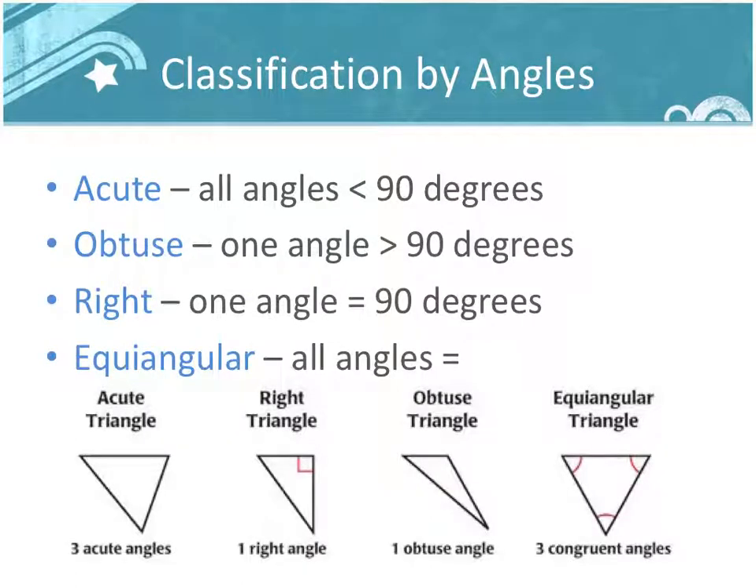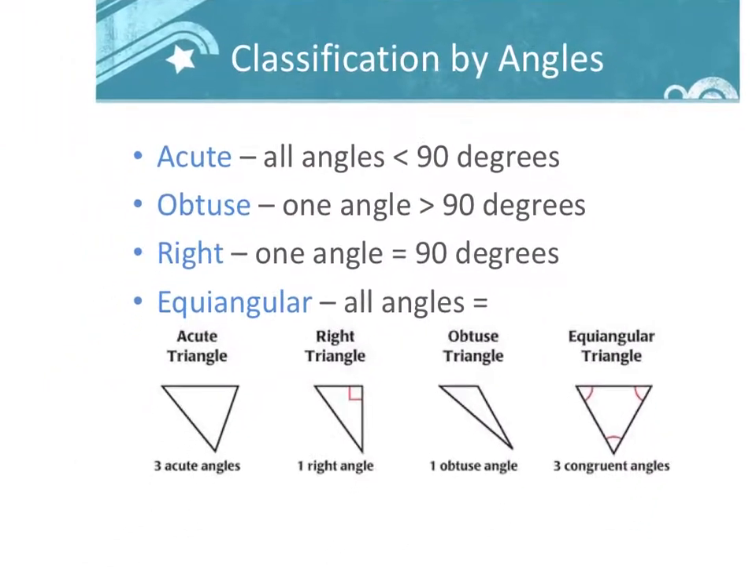Next, we're going to classify it based on their angles. So we can name a triangle. We can call it an acute triangle, obtuse triangle, right triangle, or an equiangular triangle. When you have an acute triangle, all angles are less than 90 degrees, so you will have 3 acute angles.